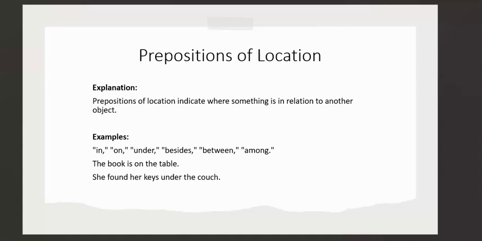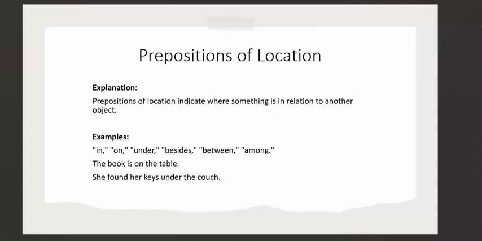Now, prepositions of location indicate where something is in relation to another object. So they tell us where something is. So maybe the book is on the table. We have in, on, under, beside, between, among. The book is on the table. She found her keys under the couch. So these prepositions of location indicate where something is in relation to another object. There's a book here and there's a table. So the book is on the table. It shows the relation between the book and the table, okay?